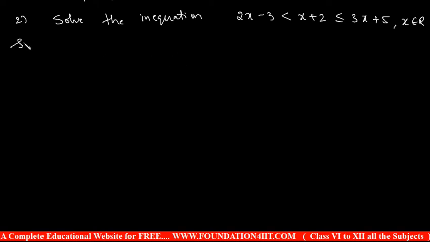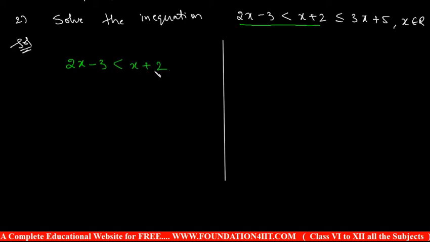According to the method, we need to take two parts, just as we discussed. Let's take two separate inequations: the first two and the last two. The first two is 2x minus 3 less than x plus 2, and the second and third is x plus 2 less than or equal to 3x plus 5. We'll solve these two cases separately.